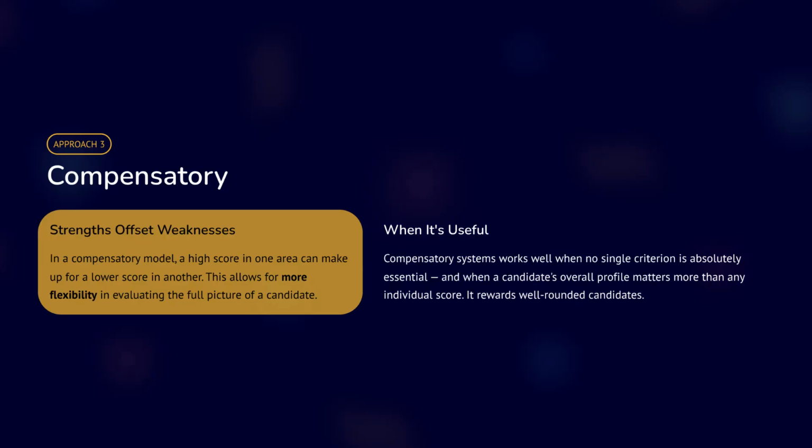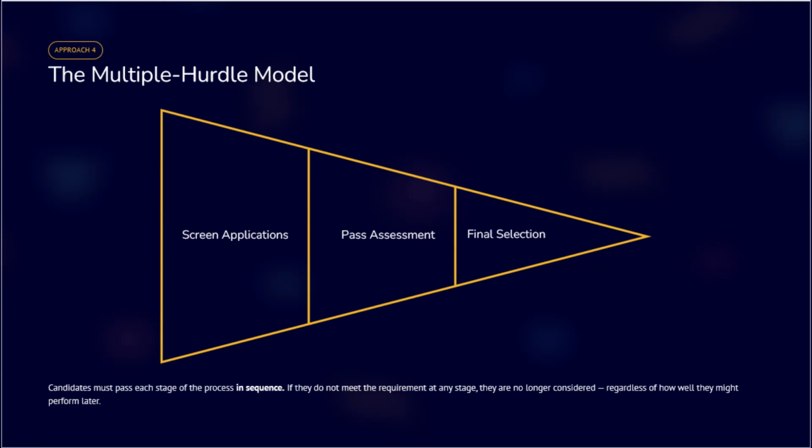A third approach is compensatory. Here, strengths in one area can offset weaknesses in another. This allows far more flexibility in evaluating candidates. In this case, a candidate with exceptional interview performance might still be selected even if their test scores are lower. The idea is that strengths in one area can balance out weaknesses in another, especially if those strengths are highly relevant to the job. A fourth approach is the multiple hurdle model. Candidates must pass each stage of the process in sequence. If they do not meet the requirement at any stage, they're no longer considered.